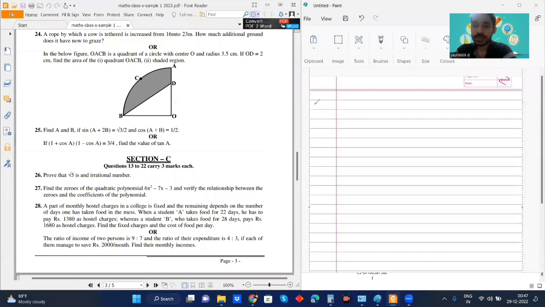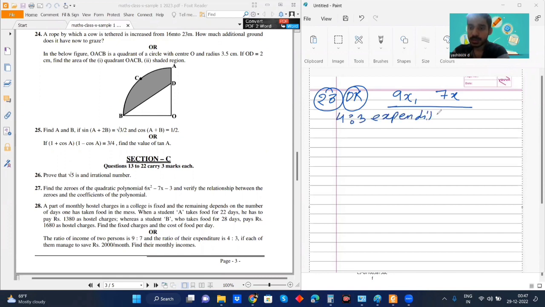Number 28, second question. The ratio of income of two persons is 9:7. So let the income of one person be 9x and the second person be 7x. And the ratio of the expenditure is 4:3. If each of them manages to save 2000 rupees per month, find their monthly income. So first thing is, what will be the saving of the first person. Let us consider expenditure ratio as 4y and 3y.